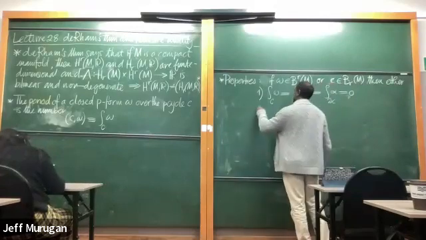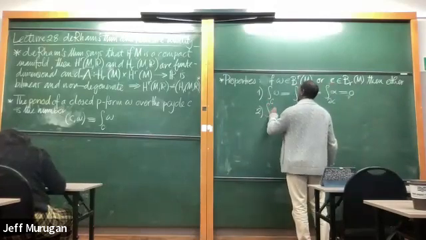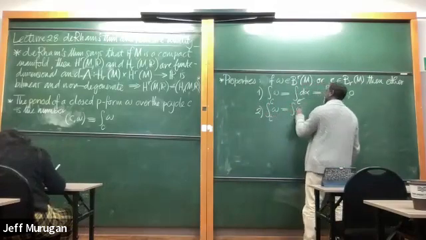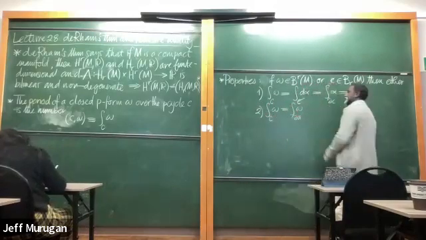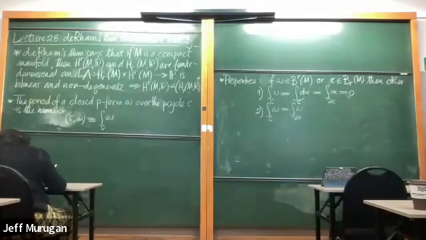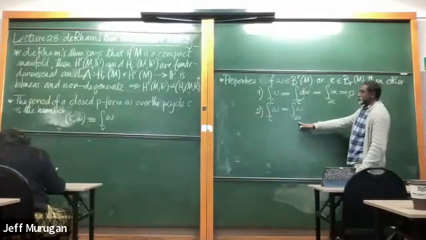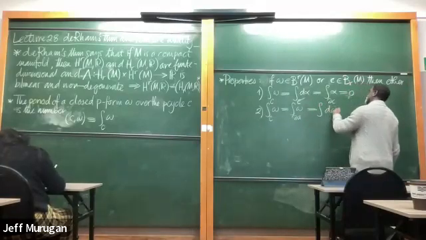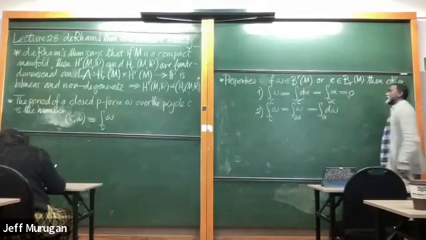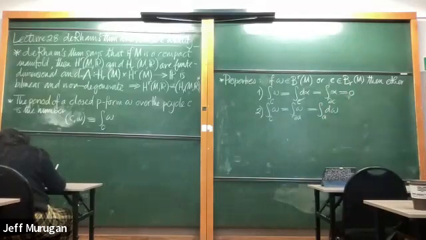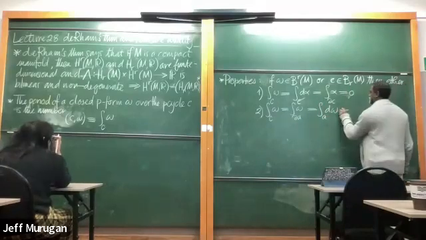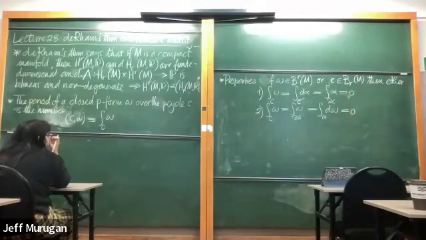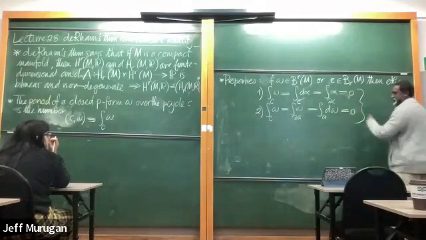Or, the integral of omega over C is the integral of omega over the boundary of A, say, because C is a boundary. Again, by Stokes' theorem, this is the integral over A of d omega. But omega is a closed p-form, so that's 0. Either way, the period vanishes.